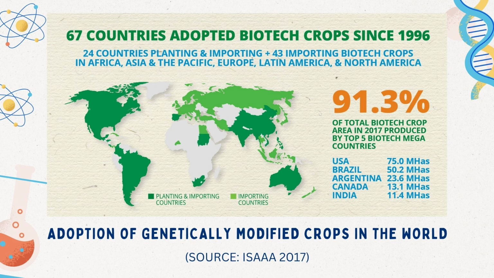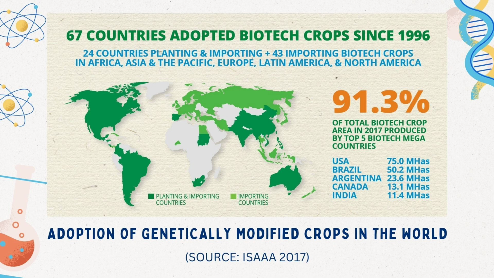Upon reading and researching at ISAAA, or the International Service for the Acquisition of Agri-Biotech Applications, the United States is the world's leader in the commercial cultivation of biotech crops since 1996. In 2019, a total of 71.5 million hectares of biotech crops were planted in the country, equivalent to 38% of the global biotech crop area.